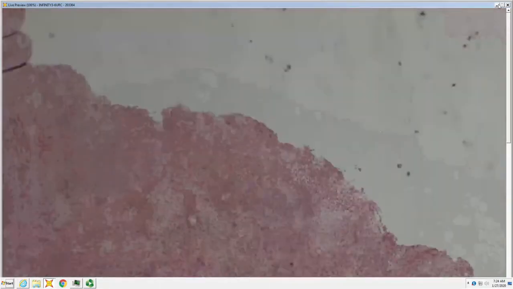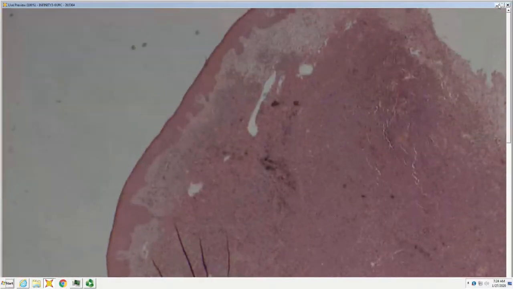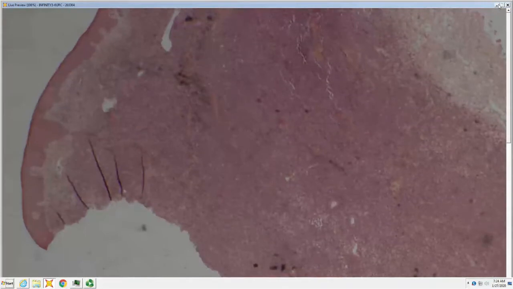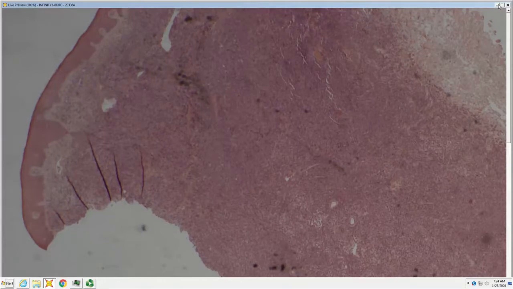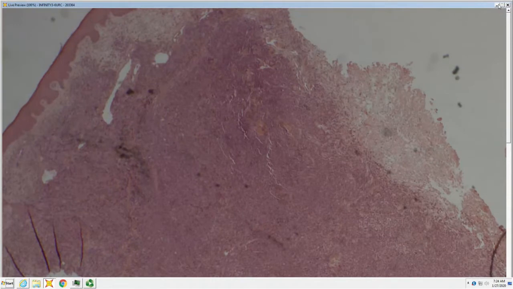In contrast, is this a superficial band, or does this relatively spare the epidermis and instead is a very bottom-heavy nodular infiltrate? This is more of a B pattern. Right? And then once you're in the world of B, you're looking at, is it a blastic lymphoma or not a blastic lymphoma?